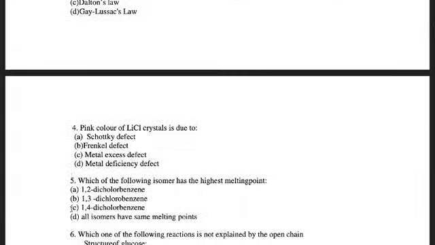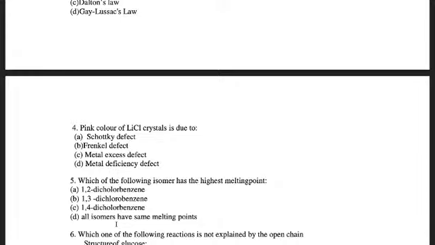Question number 5. Which of the following isomers has the highest melting point? Option A 1,2 dichlorobenzene. Option B 1,3 dichlorobenzene. Option C 1,4 dichlorobenzene. Option D all isomers have the same melting points. Correct. The answer is option C 1,4 dichlorobenzene. Para isomers are more symmetric than ortho and meta.